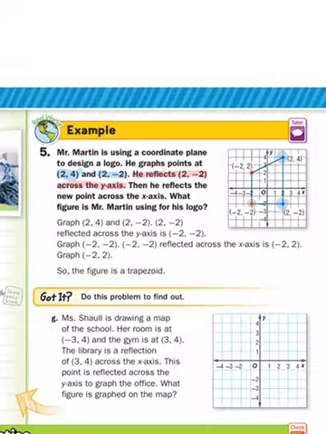It says, then he reflects the new point across the x-axis. Well, the new point is this one I just did right there. And here is the x-axis. So now check out my reflection. This is the new point. It's 2 below. So my reflection has to be 2 above. So this is the reflection.